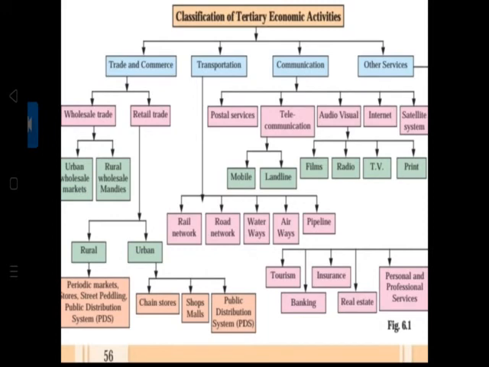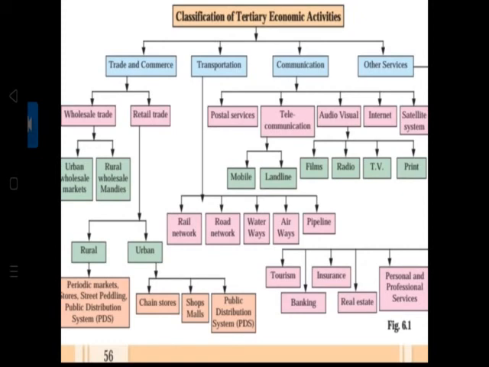Audiovisual. What is audiovisual? Films, radio, television, and print media, that is newspapers, magazines. Then we can talk about the satellite system. Among the other services, tourism is also one of the service industries. The hospitality industry is also very important. Banking, insurance, real estate, personal and professional services.